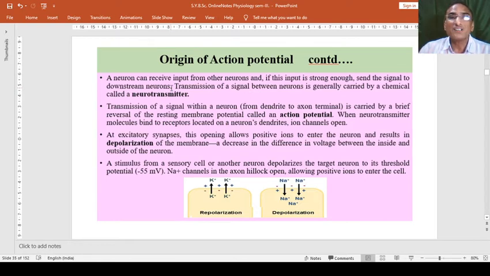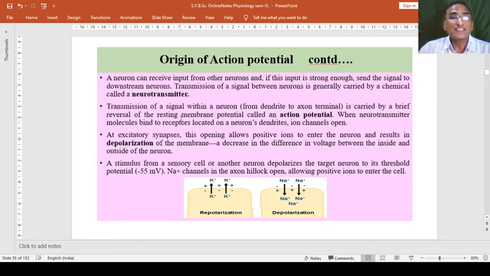Transmission of a signal between neurons is generally carried by a chemical called a neurotransmitter, which we have already studied. These are the responsible material for the facilitation of action potential in the nerve cell.